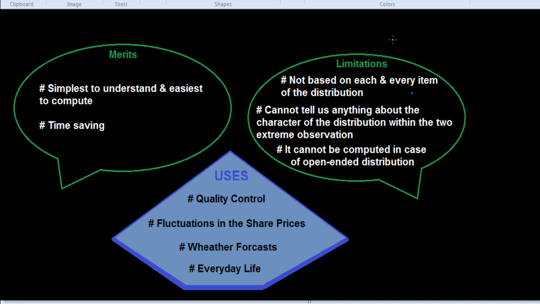So that was the session about the range. In the next session, we will study some other measures: interquartile range and quartile deviation.